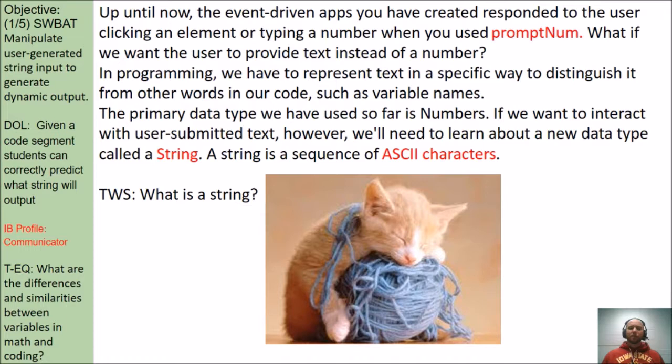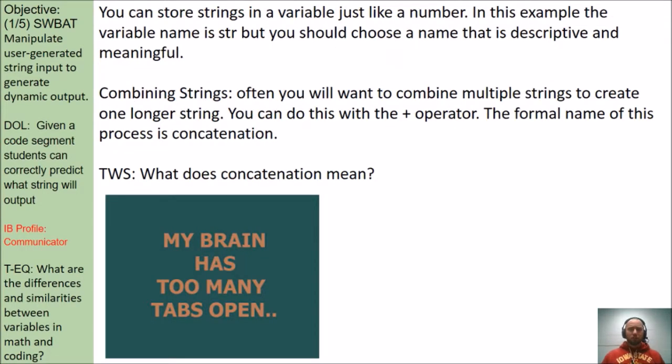If we want to interact with user-submitted text, however, we'll need to learn about a new data type called a string. Now, the string is a sequence of ASCII characters. So, what did I just say a string is? Now you can store strings in a variable just like a number. In this example, the variable name is str, but you could choose a name that is descriptive and meaningful to you.